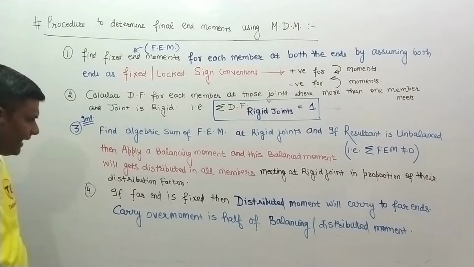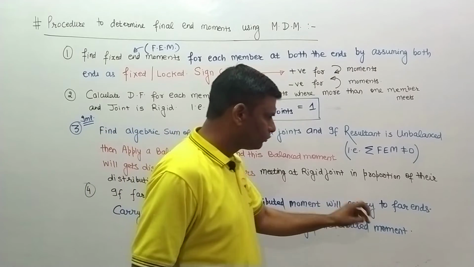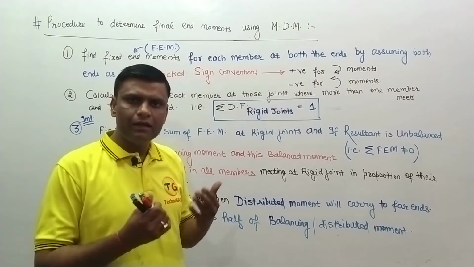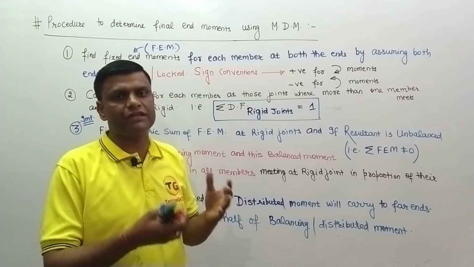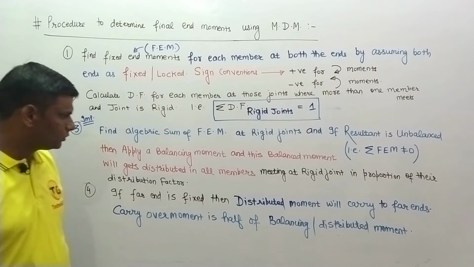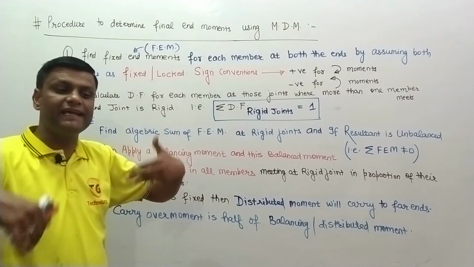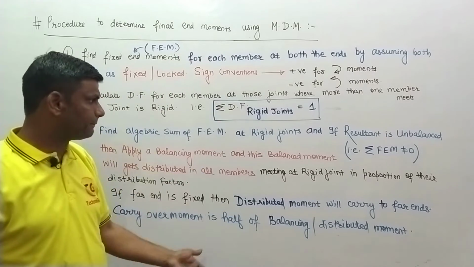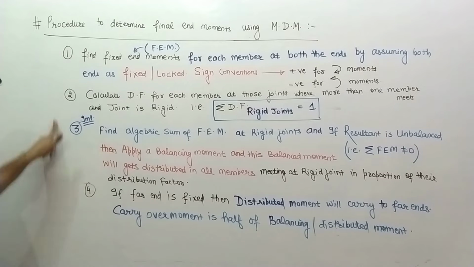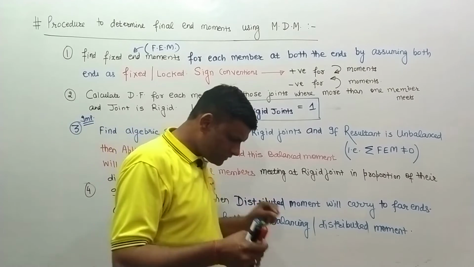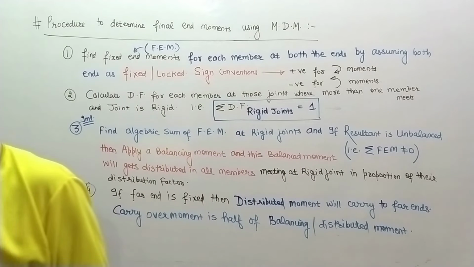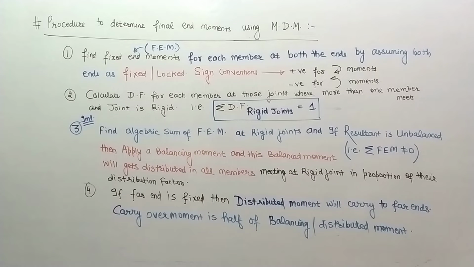Okay, so if the far end is fixed, the distributed moment will carry to the far ends, and the carryover moment is equal to half of the balancing or distributed moment. It means carryover factor is equal to 1/2. Now, for multi-span cases, 3 to 5 repetitions of steps 1 to 4 are done to get accurate values. Please note it down very fast. After that, we will discuss the next step.